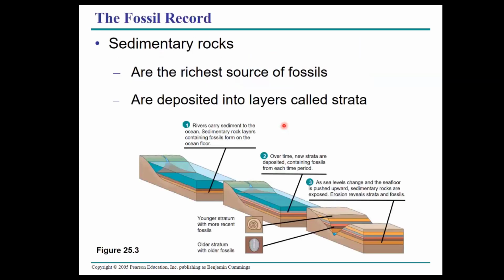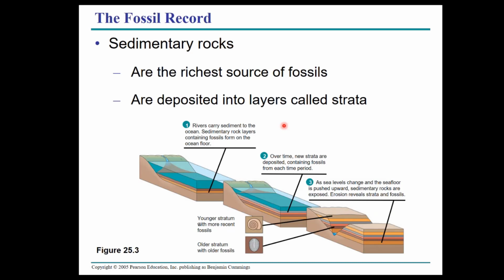For example, in the fossil record, sedimentary rocks are the richest source of fossils, which are deposited into layers called strata. First, a river carries sediment to the ocean, and a sedimentary rock layer containing fossils forms on the ocean floor. Second, over time, new strata are deposited, which contain fossils from each time period. Third, as the sea level changes and the sea floor is pushed upward, those sedimentary rocks are exposed, and erosion reveals those strata and fossils.